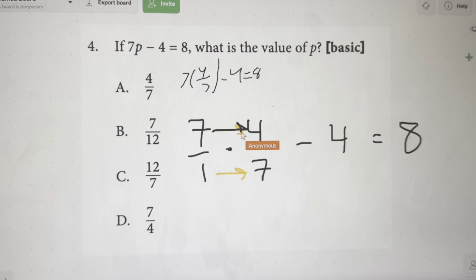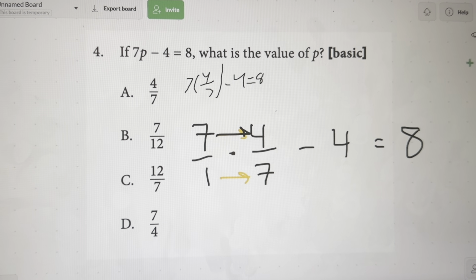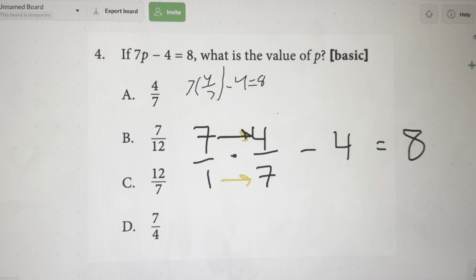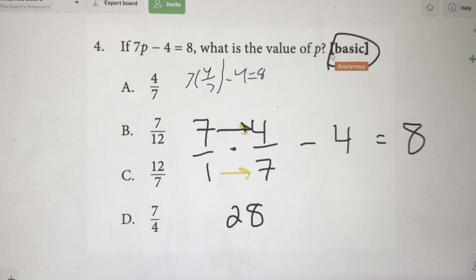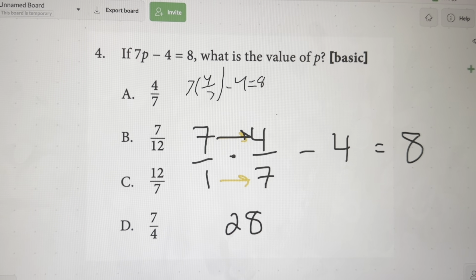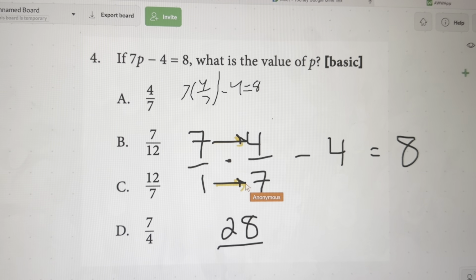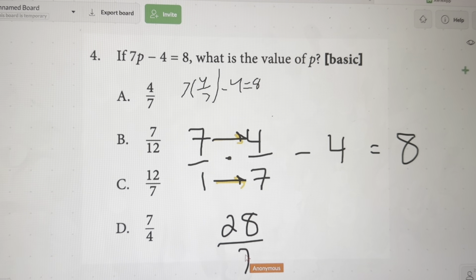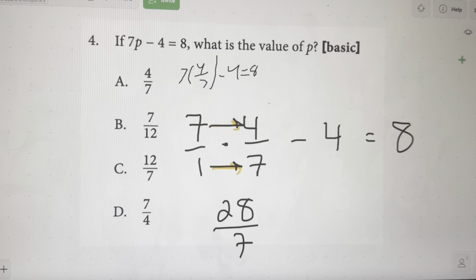What's 7 times 4? 28. You can use a calculator if you need to. You'll have a basic calculator, so you don't even have to know your multiplication. 28 divided by 7, and then what's 1 times 7? 7. You see what I've done there, Francisco? I've just multiplied the numerators together and multiplied the denominators together.